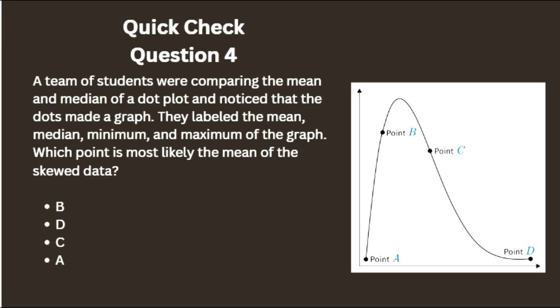Quick check question 4. A team of students were comparing the mean and median of a dot plot and noticed that the dots made a graph. They labeled the mean, median, minimum, and maximum of the graph. Which point is most likely the mean of the skewed data? Mean is what you're looking for. Okay. What I would do here is I would eliminate the minimum and the maximum because those are easy to identify, and then figure out which you think is the median and which you think is the mean. With skewed data like this, it obviously has a tail. The most accurate one is going to be the median. Okay, the mean is going to get pulled towards the skew.